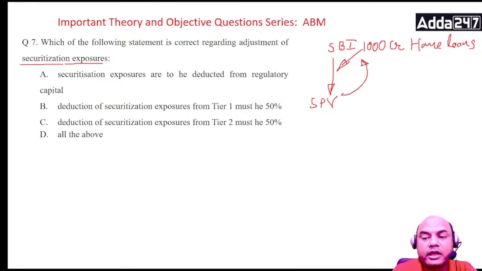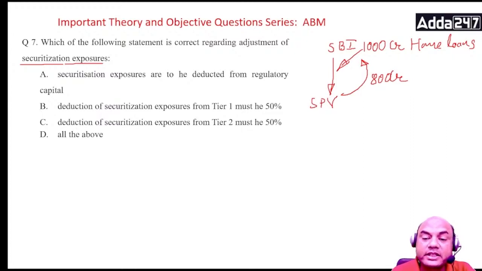So what money does it give? It gives around, I'll tell you, 800 crores. So for this 1000 CR, they are giving 800 CR. So what is this 200 gap? This is known as the residual risk, residual risk to the bank, to SBI, and that is covered under these home loans.